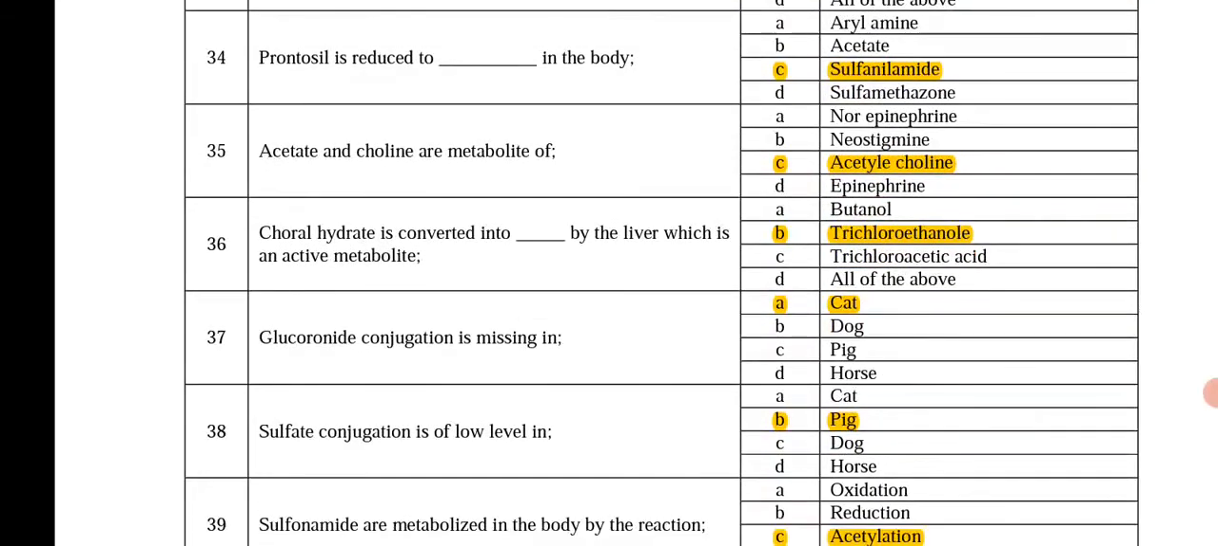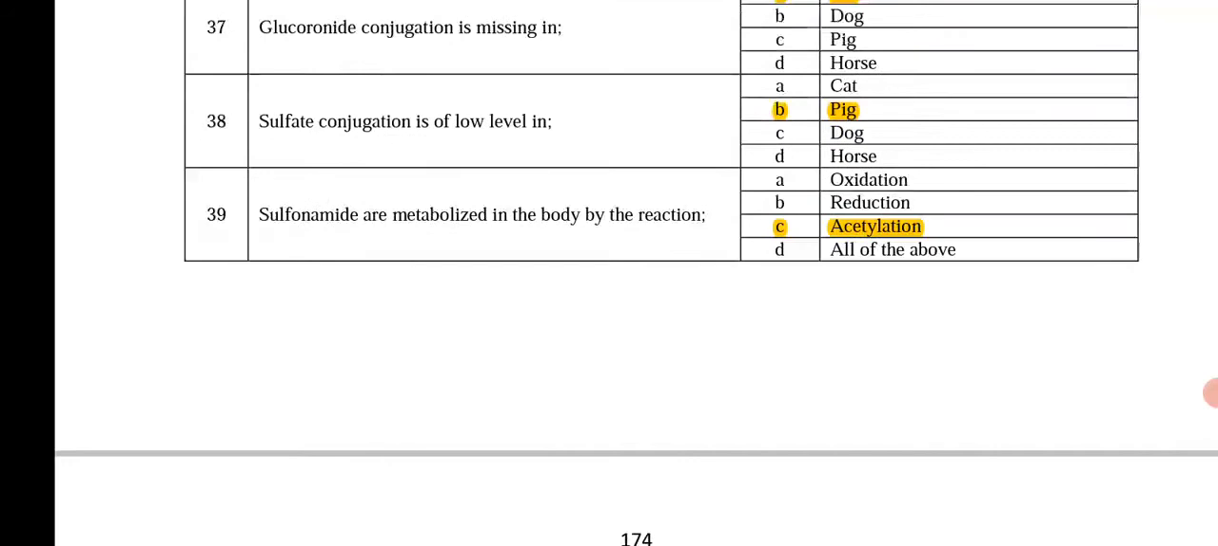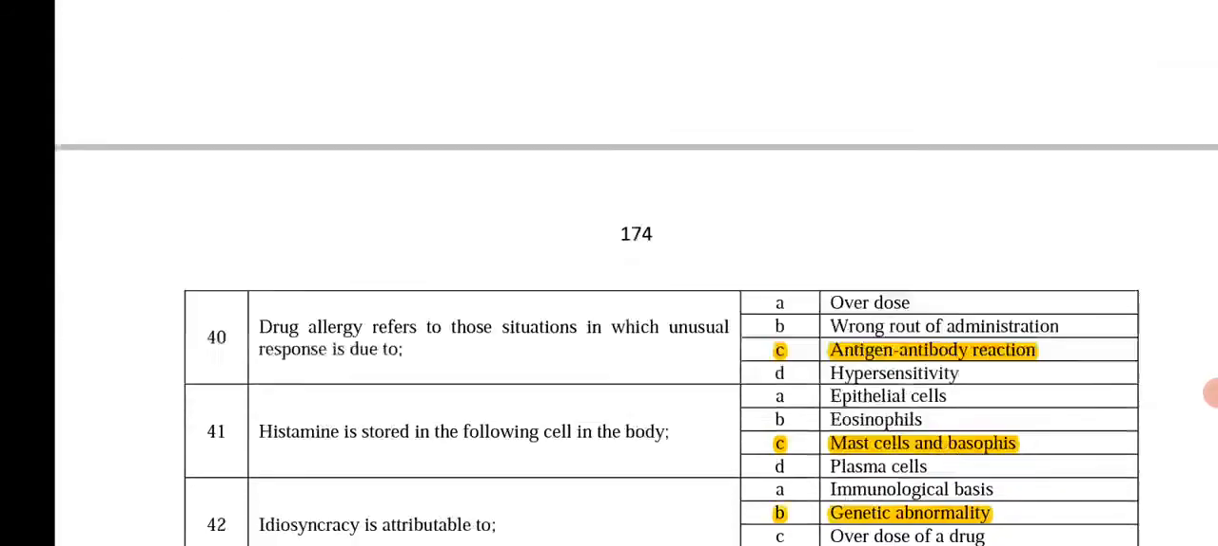Chloral hydrate is converted into trichloroethanol by the liver, which is an active metabolite. Glucuronide conjugation is missing in cats. Sulfate conjugation is at a low level in pigs. Sulfonamides are metabolized in the body by the reaction of acetylation.